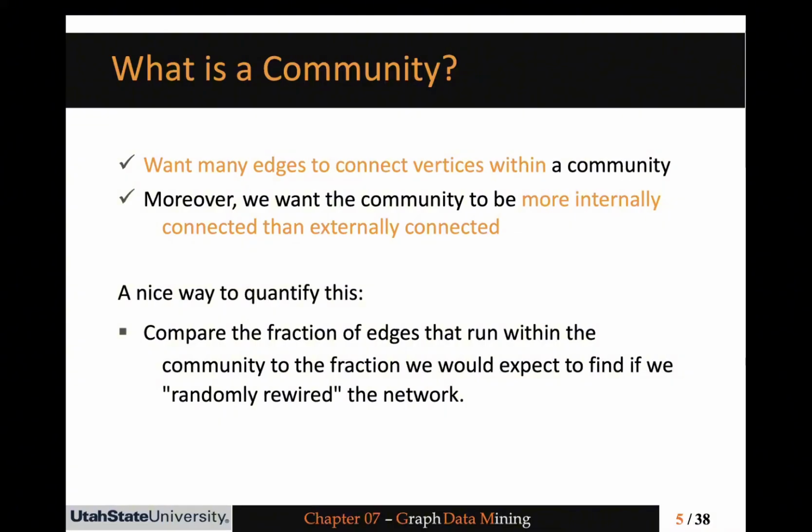In other terms, if I were to come up with a graph at random, taking the same exact number of nodes as my real graph and wiring it at random, then my actual connections inside my community should be greater than the expected value, which is just a randomly rewired network. We're going to see this when we talk about the concept of modularity later on.